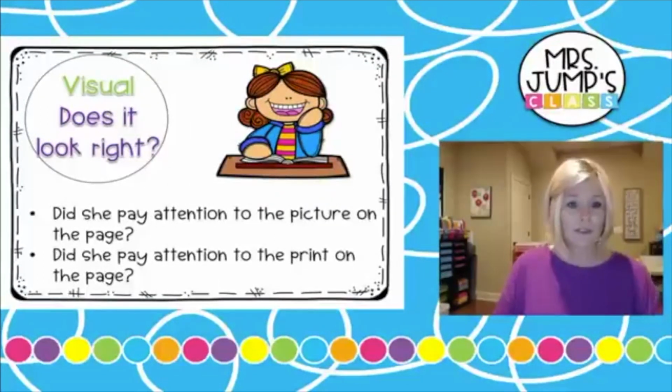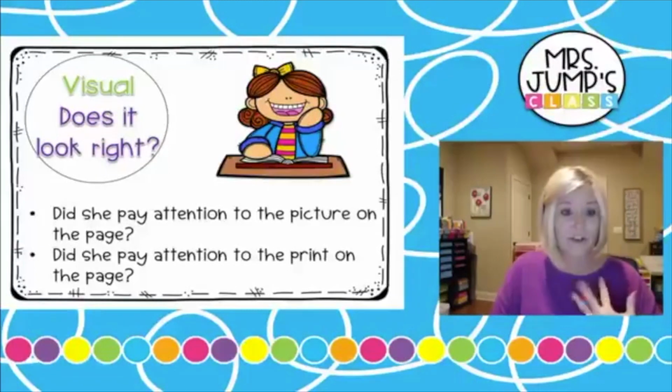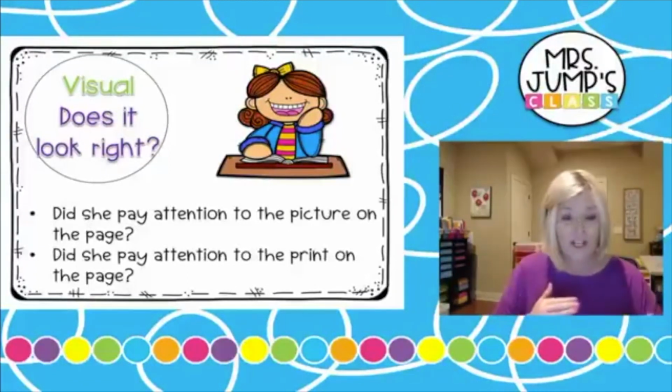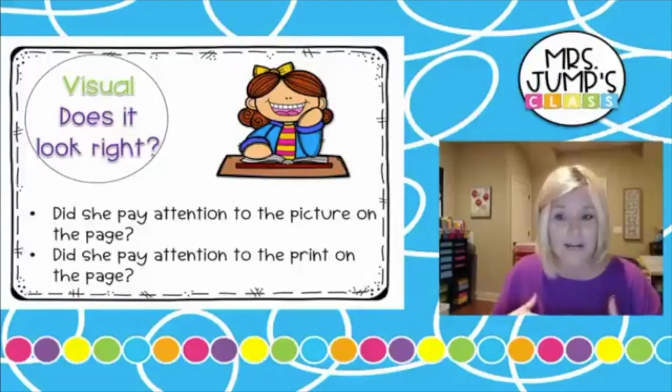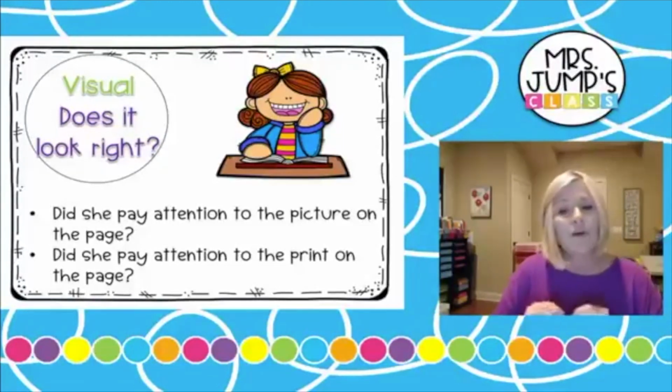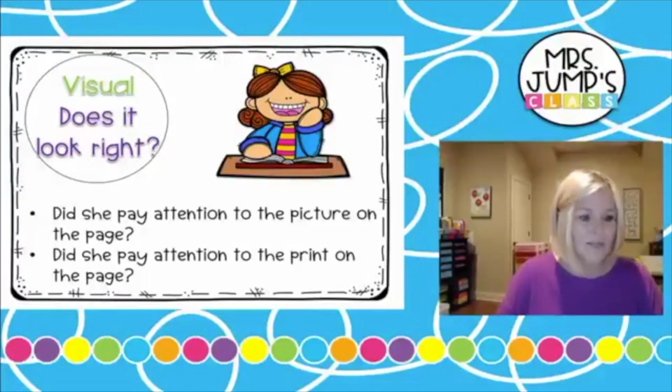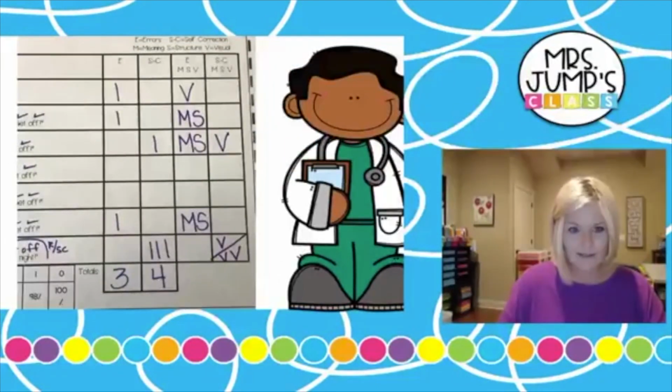And then visual, does it look right? Did she pay attention to the picture on the page? Did she pay attention to the print on the page? Because I'm wanting them to cross-check, as you'll see with one of the errors that I made in this book. We're going to talk about that. I'm really wanting them to cross-check the picture with the words. You're always wanting them to use those cueing systems together to help them accurately read the text.